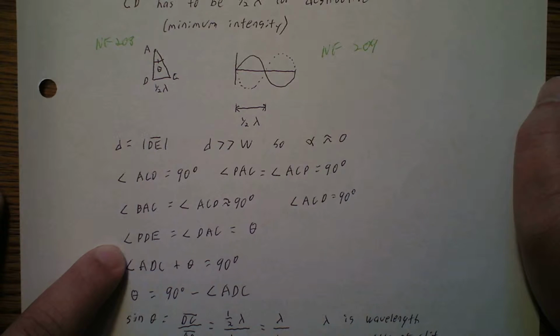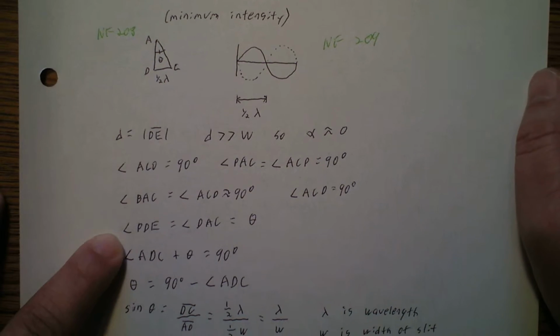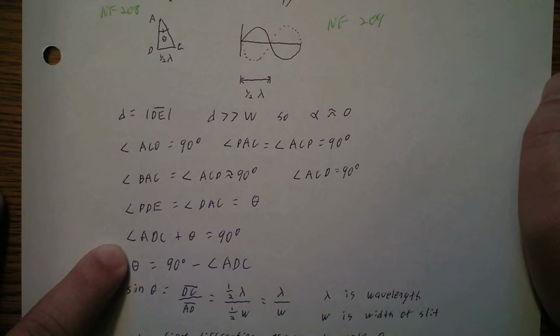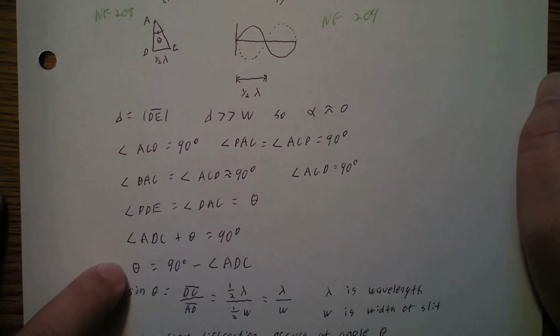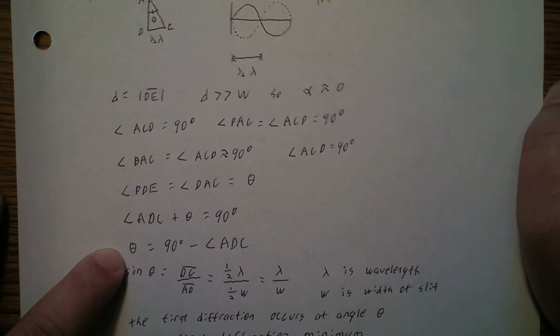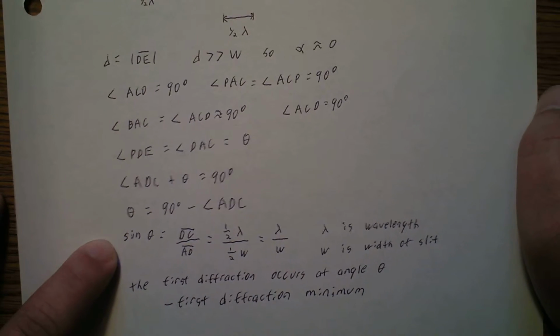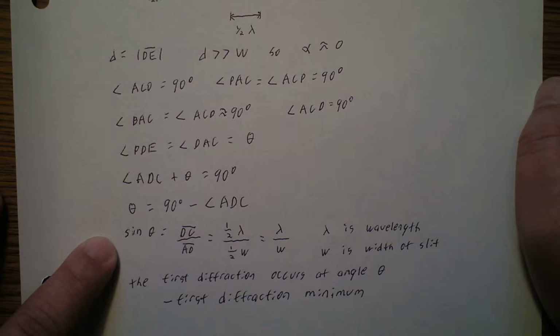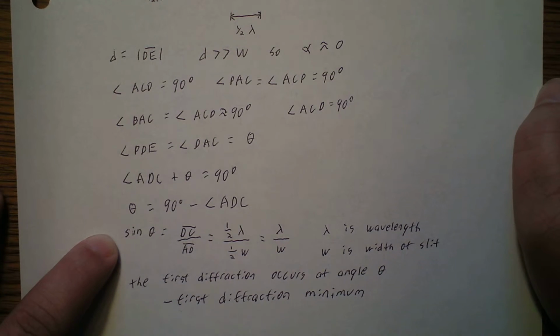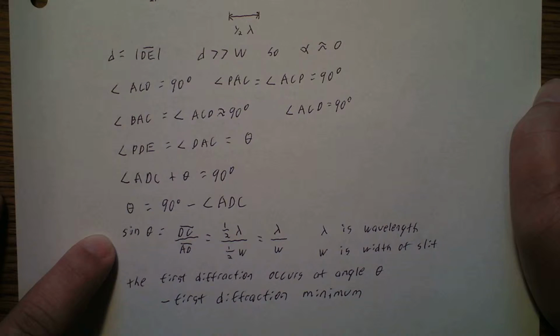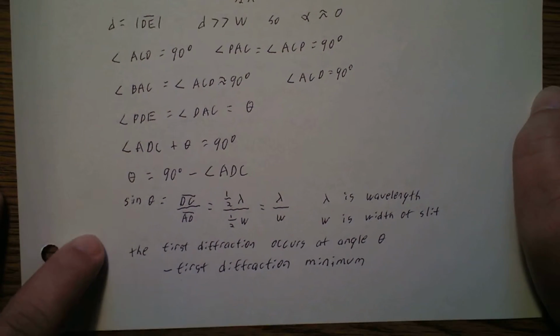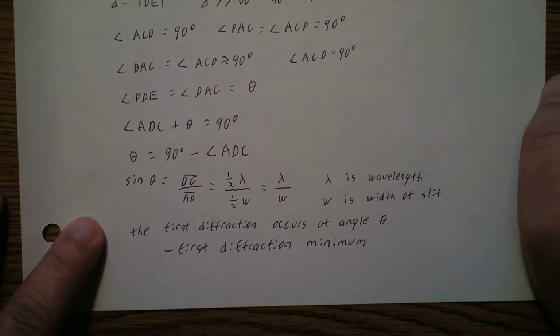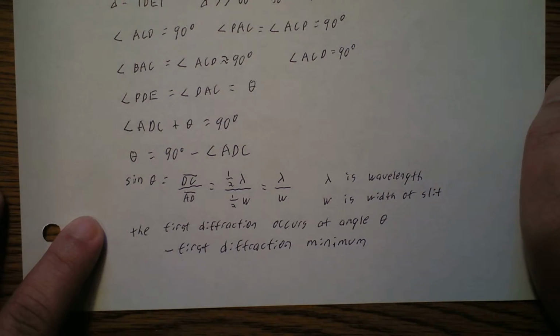Then angle PDE is going to be equal to angle DAC, which is equal to theta. Then angle ADC plus theta is going to be equal to 90 degrees. So theta equals 90 degrees minus angle ADC. Now sine theta is going to be equal to the length of segment DC divided by the length of segment AD. That's going to be equal to 1/2 lambda over 1/2 W, which is equal to lambda over W. So remember, lambda is the wavelength of the wave, and W is the width of the slit.